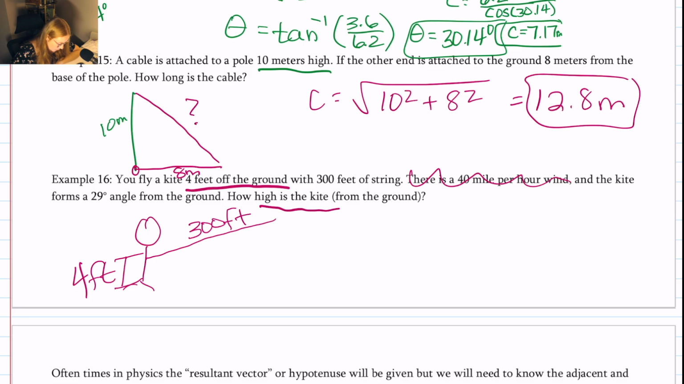And it says the kite forms a 29-degree angle from the ground. So from your horizontal line, which we could actually draw at the person's elbow or wherever, their hand, from the horizontal, you have a 29-degree angle. Okay. And it wants to know how high is the kite, and it does say from the ground. So that's why it gave me the 4 feet off the ground, because I do have to take that into consideration. But look, we formed a right triangle right here.